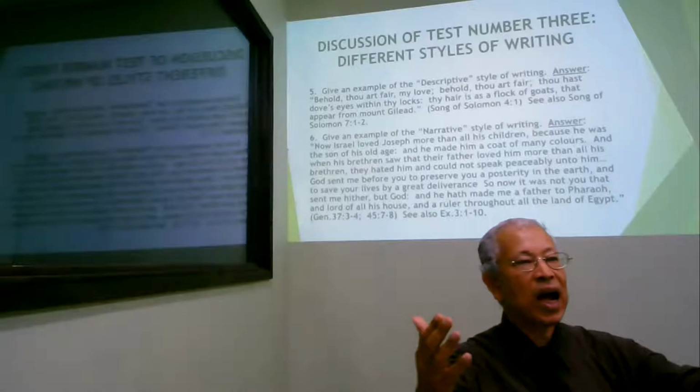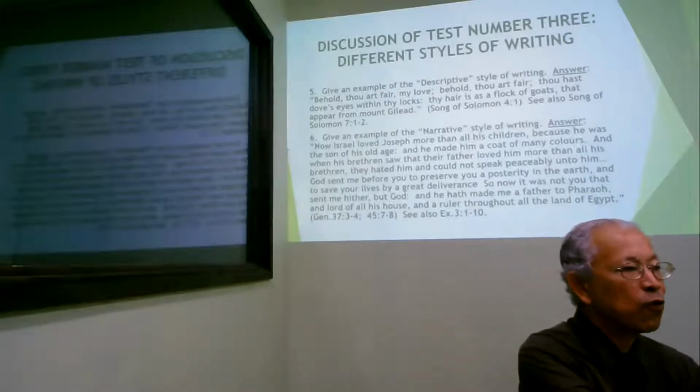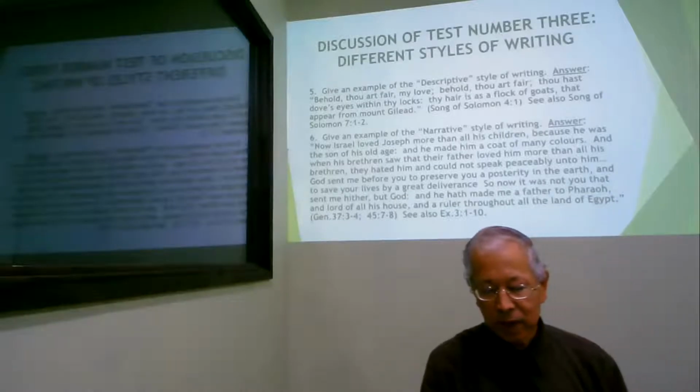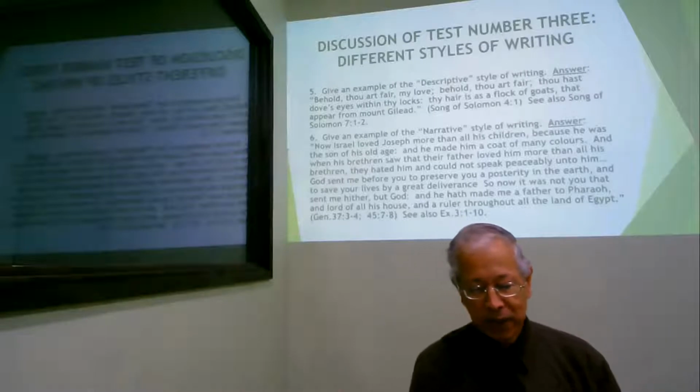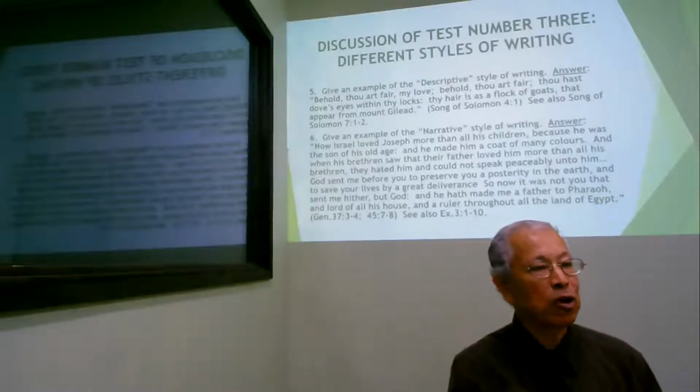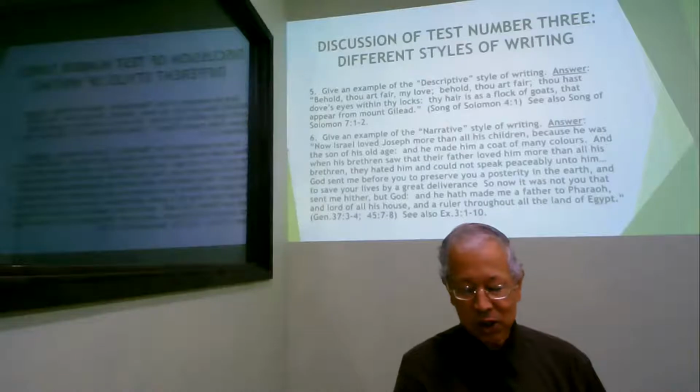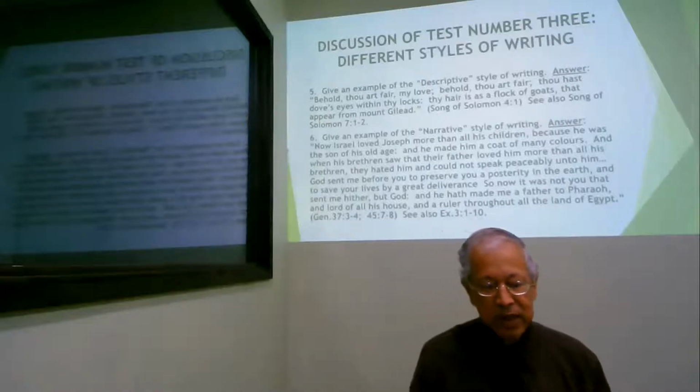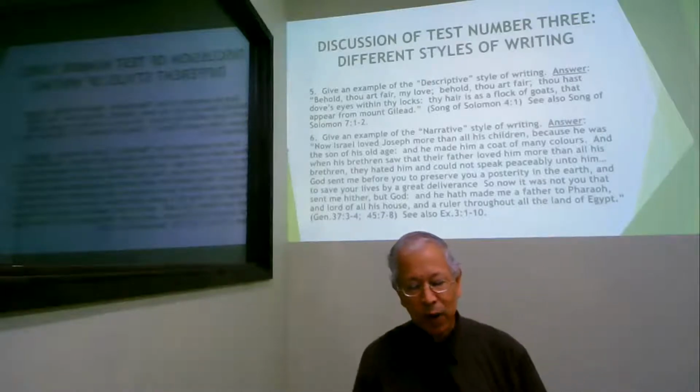Thy hair is as a flock of goats. Or "like." A metaphor is when you don't introduce a comparison by saying "as" or "like." So this is a descriptive style of writing.